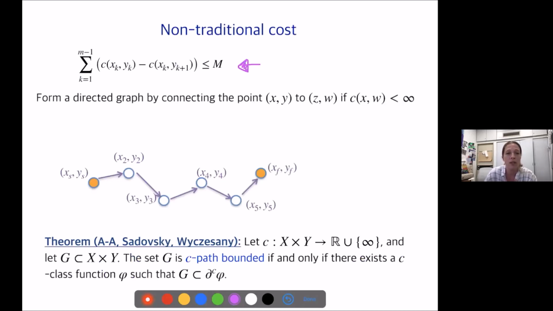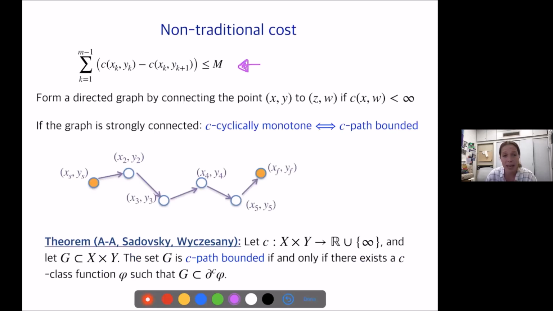Now what you can do is form a graph, just like I drew over here. You connect two points, (x, y) and (z, w), which are in your set G, if the cost of (x, y) and the cost of (z, w) are finite, because you're in a set G, which is in the finiteness zone. But you're going to have an arrow in your graph if the cost between x and w, so between the x of the first point and the y of the second point, is finite. This way you form a graph, okay?